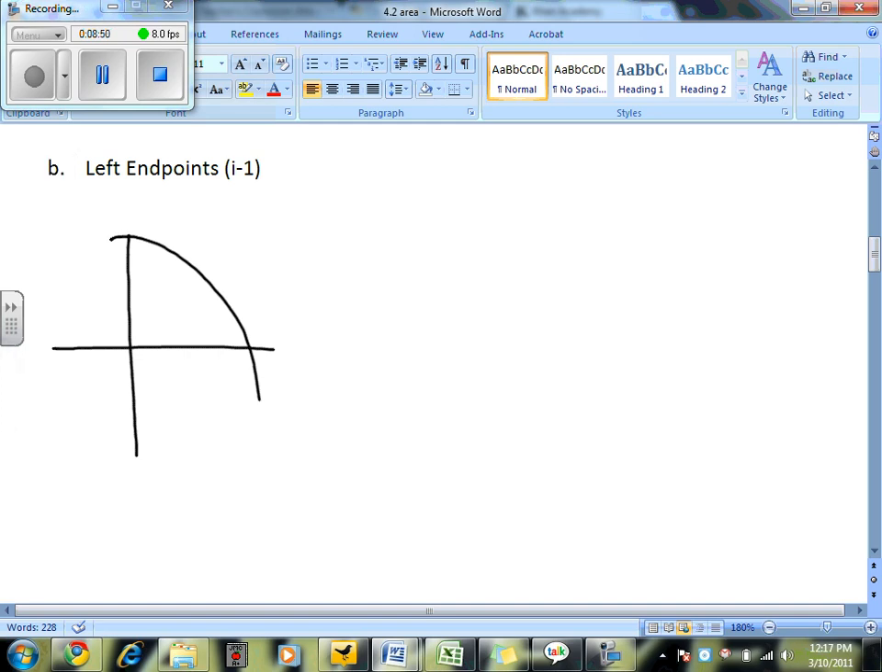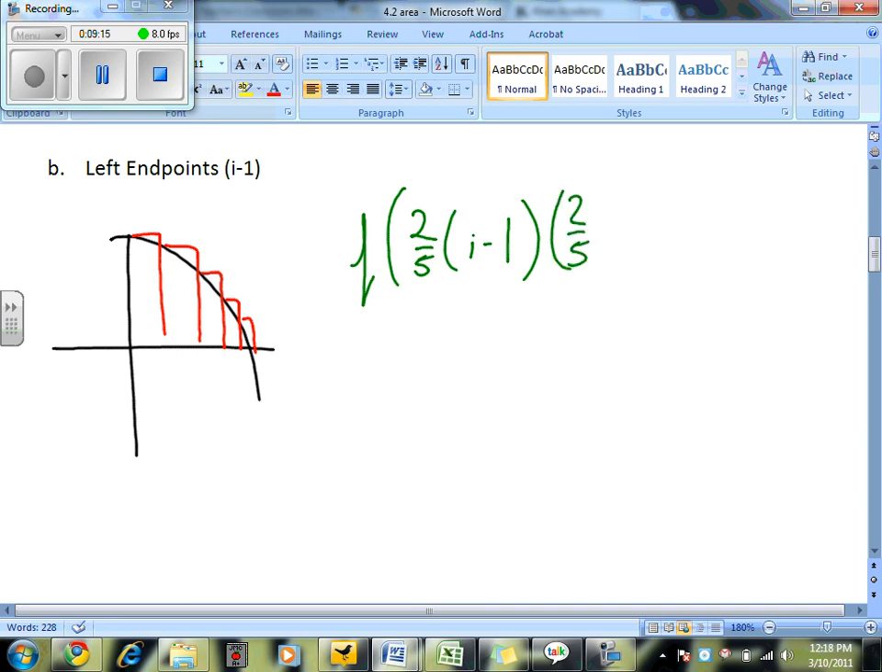Anyway, regardless, we found out that we use i minus 1 for our left endpoints here. We use i minus 1 because we're going back 1 step. So we still have 2/5 times i minus 1. And we got to find our height. We're going to plug that into our equation to find our height. And our width is always 2/5. Let me clarify this a little better. We don't have to plug this last 2/5 into the function.